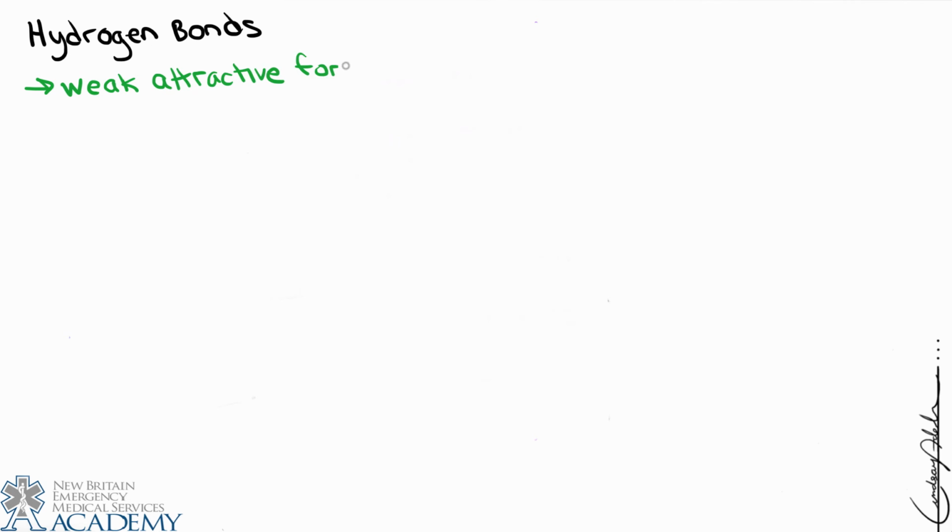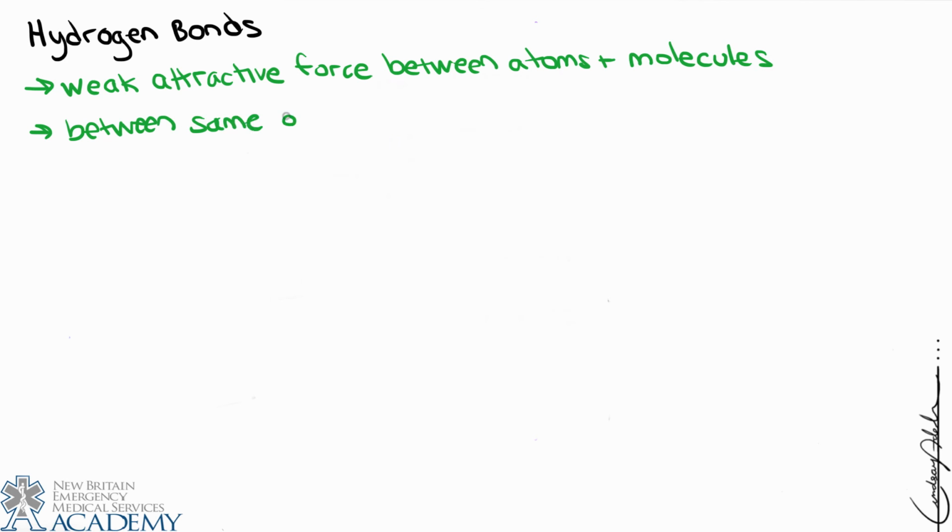Last, let's talk about hydrogen bonds. Hydrogen bonds are not chemical bonds the way that ionic bonds or covalent bonds are. Hydrogen bonds are actually just weak attractive forces between atoms and molecules, so not really considered a bond. We can have hydrogen bonds that form within the same molecule, or they can form between different molecules. For example, you could have hydrogen bonding between molecules of water, or between a water molecule and a molecule of something else.